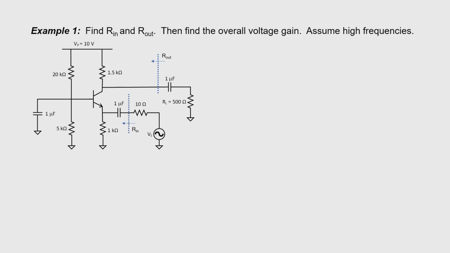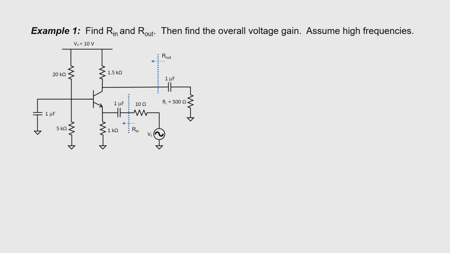Let's work a few examples together so we can get some practice. In example 1, we're going to be finding the input impedance, the output impedance, and the gain. I'm going to be assuming high frequencies here so we don't have to get sidetracked with the values of the capacitors. We're just going to assume that these 3 1 microfarad capacitors are large. Look at that low impedance source. The source resistance here is only 10 ohms. That's a use case for the common base amplifier, by the way.